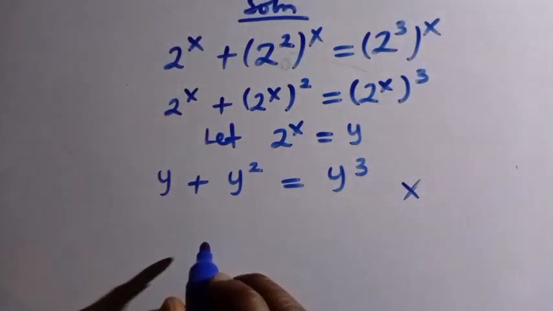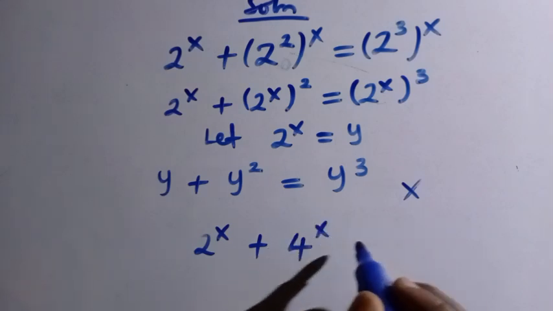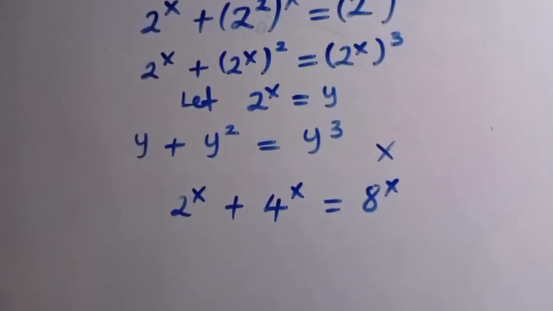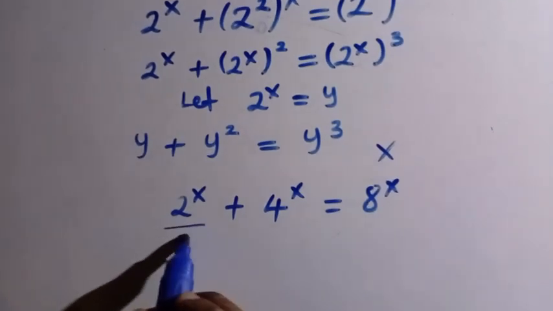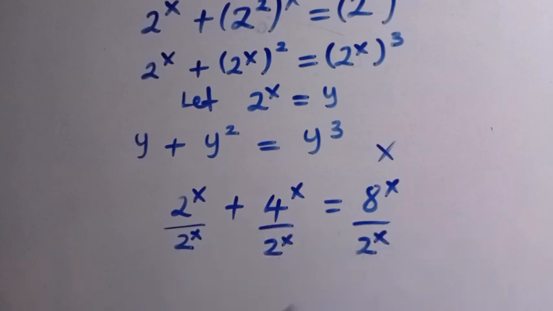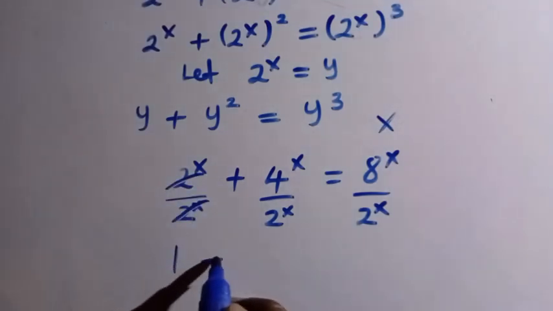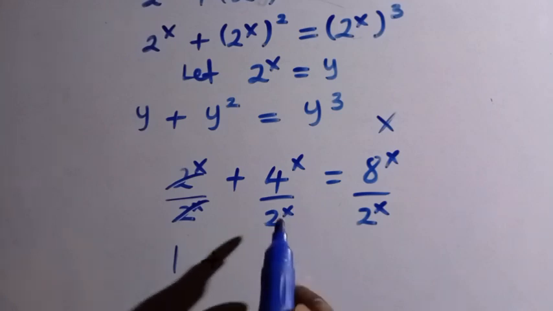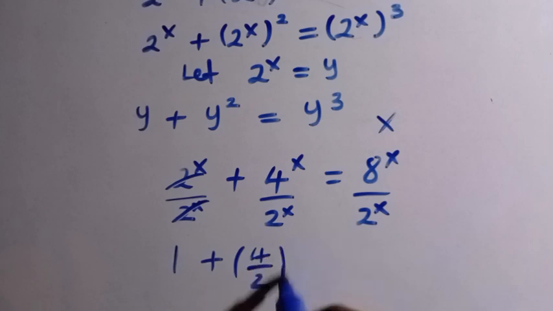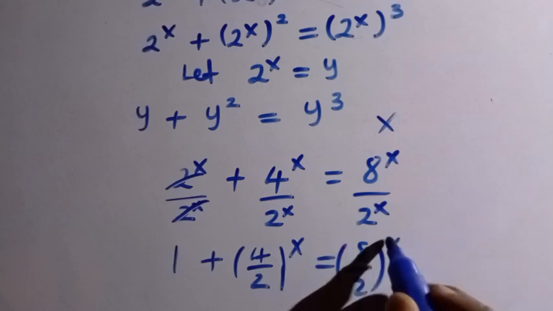From the given problem, we have 2 power x plus 4 power x equals 8 power x. And let's divide both sides by 2 power x. By dividing both sides by 2 power x, 2 power x cancels 2 power x, and we have 1 plus. Here both of them have power of x, so we combine this as 4 over 2 raised to power of x equals 8 over 2 raised to power of x.